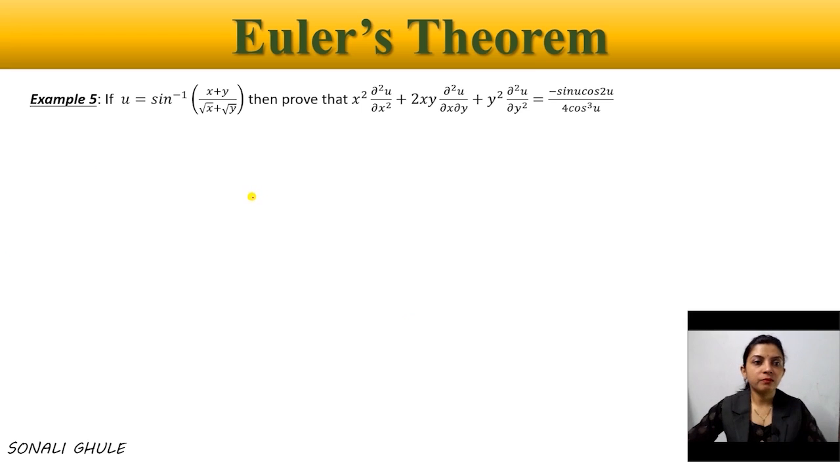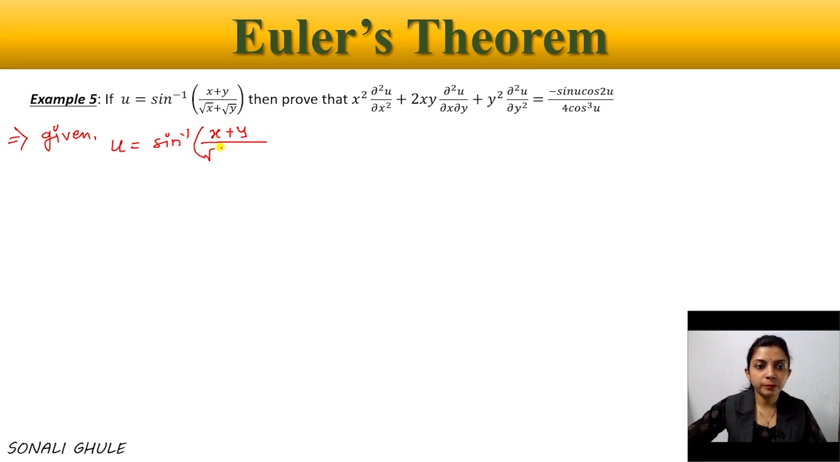So here what I have to do, this is a function given to me and I have to prove this for this second order relation. So first of all, always write down the given part. What is the given part here? Yes, u is equal to sine inverse of x plus y upon root x plus root y. Now take the degree here. In numerator, what is the degree? 1, and here also 1. Means a common degree is 1.